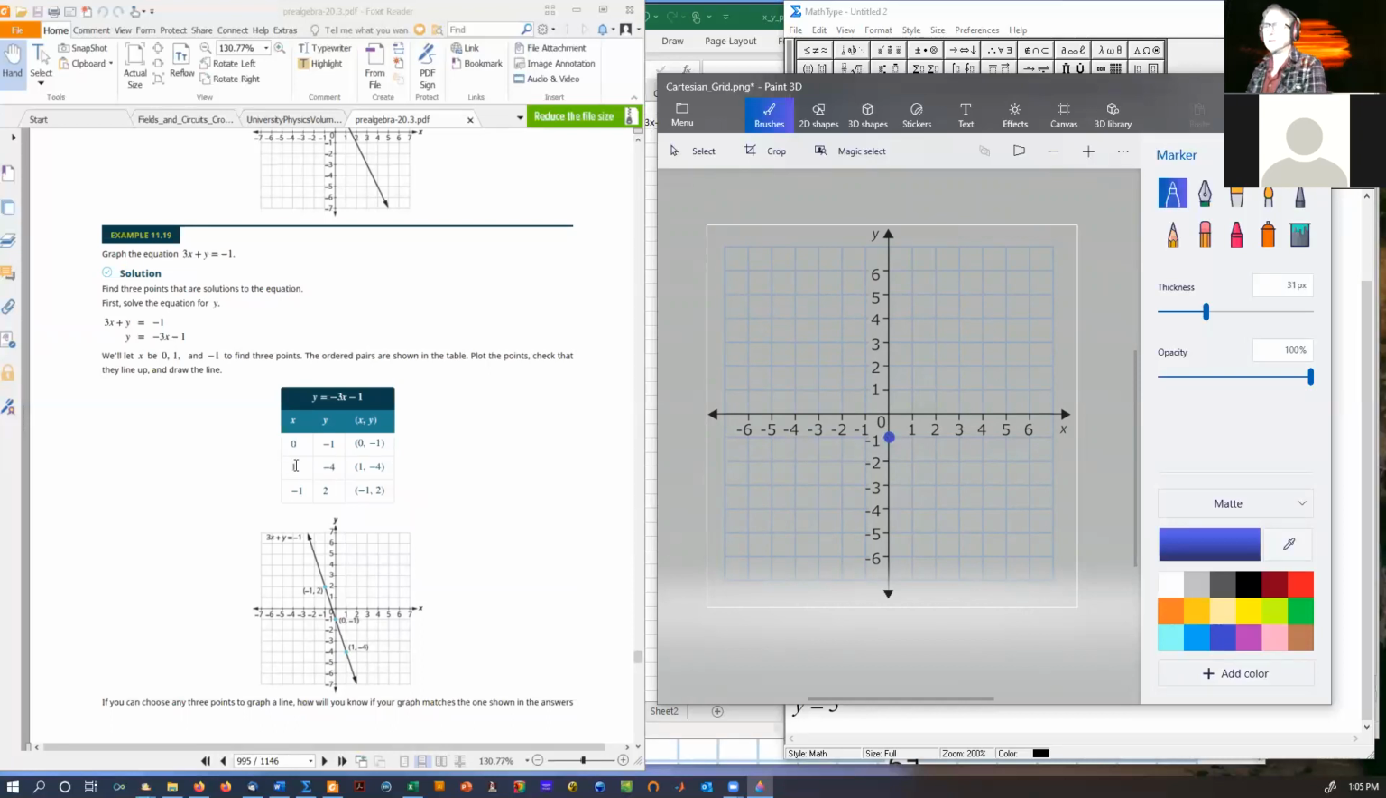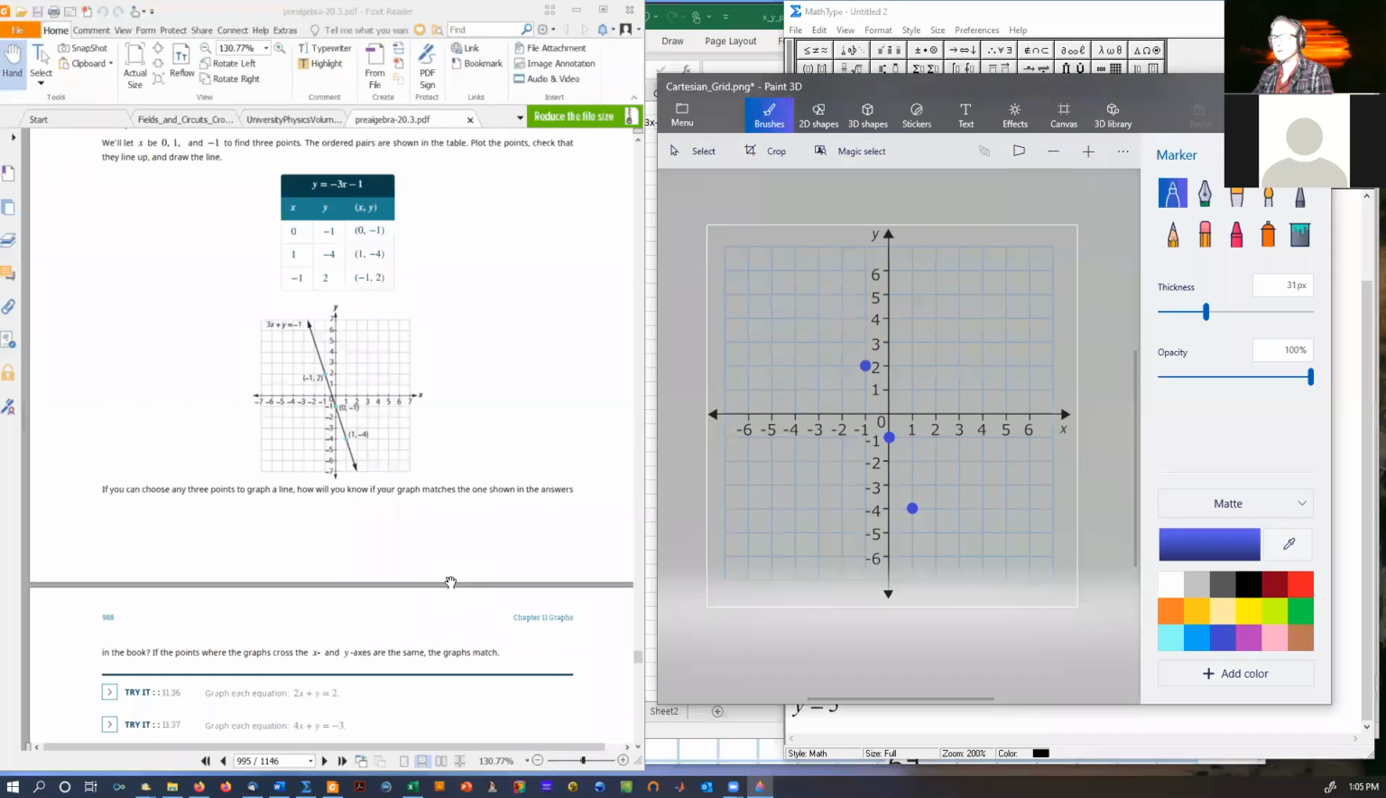And now for 1, they substitute 1 in here. They got negative 3 times 1 is negative 3, minus 1 is negative 4. So 1, negative 4. And then negative 1. So negative 1 times negative 3 is positive 3. Positive 3 minus 1 is 2. So negative 1, 2. And again, you can see the straight line there, which is really what they've got right there. Okay?